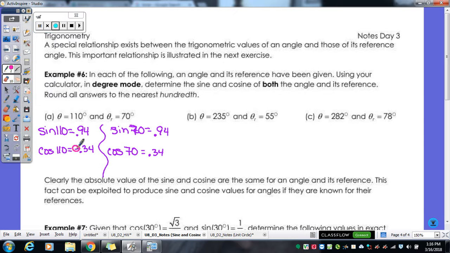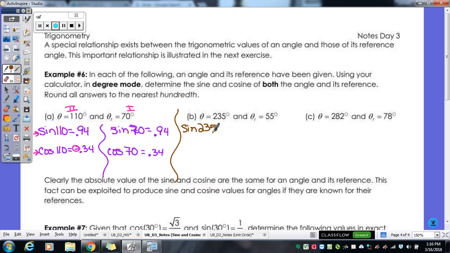So what is the only difference we have? This negative sign. Because what quadrant is 110 in? This is in quadrant 2. In quadrant 2, sine is positive, cosine is negative. In quadrant 1, which is where your reference angle would fall, everything's positive. So the only difference is the fact that you're in quadrant 2, so your cosine ends up being negative. Let's try the next one.